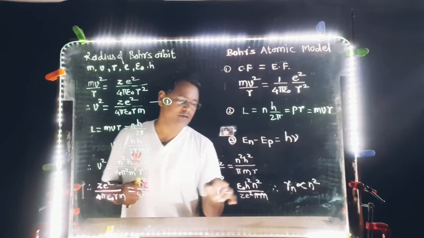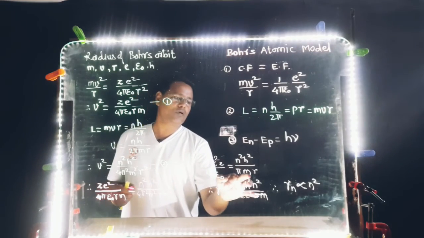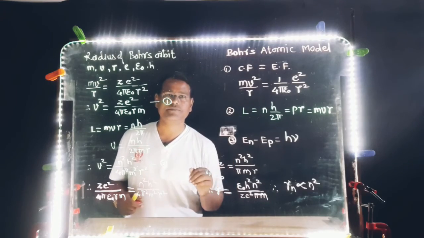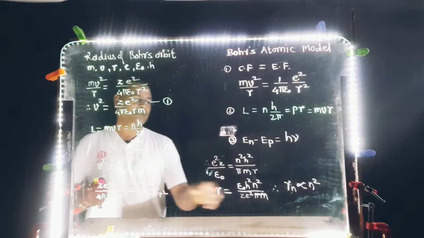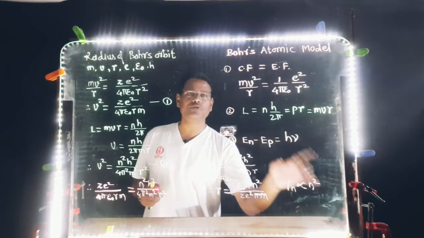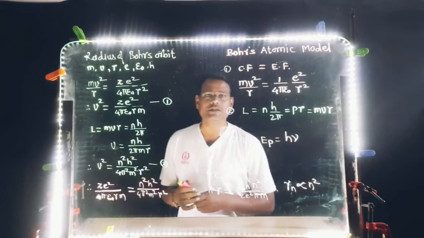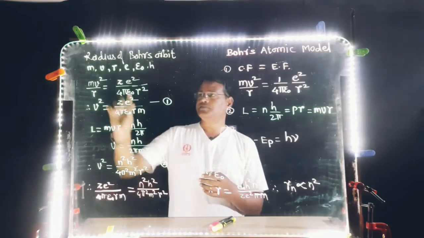For hydrogen atom, z equal to 1, so you can write this as r equal to epsilon naught h square n square upon pi m e square. The same relation can be written as in terms of pi m e square. So radius of electron in Bohr's orbit is directly proportional to square of principal quantum number. So this is Bohr's radius of Bohr's orbit.